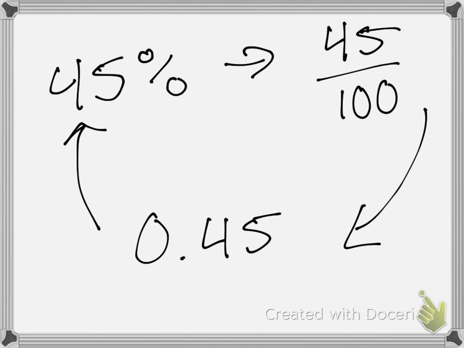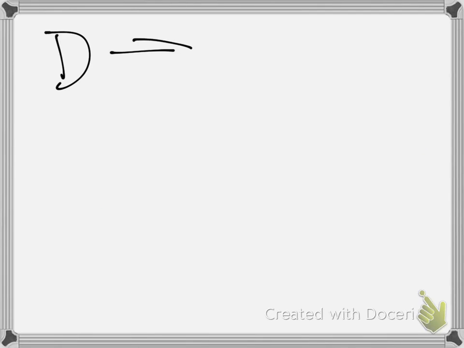0.45. So these right here, they're kind of a cycle. We can go any direction, so my arrows indicate that we can go back and forth. Here's my trick for converting percents to decimals. Percents to decimals and decimals to percents are the easiest thing. So D to P and P to D, I'm not going to write the whole word out.